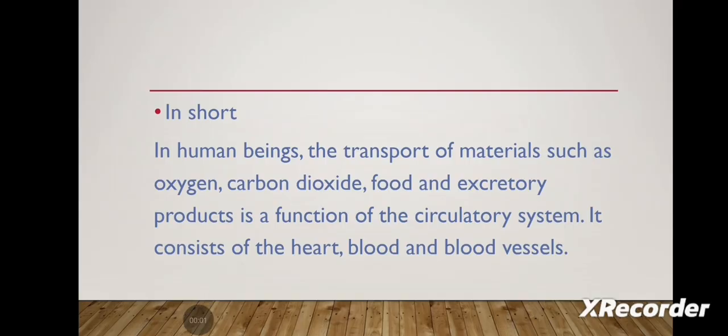So this is all about the chapter transportation or circulation in human beings. In short, in human beings, the transport of materials such as oxygen, carbon dioxide, food, and excretory products is a function of the circulatory system. It consists of the heart, blood, and blood vessels.